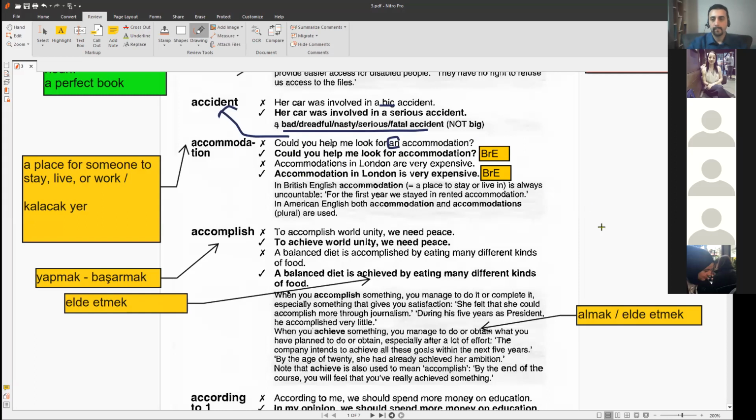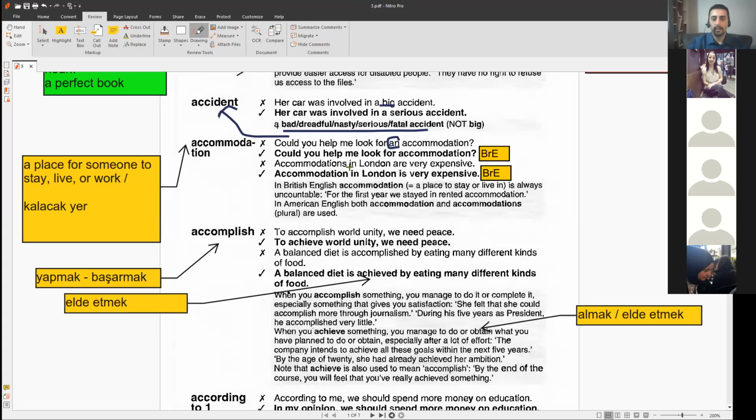May I? Yes, please. Recep. Could you help me look for accommodation? Read the number 3 and 4. Accommodations in London are very expensive. Accommodation in London is very expensive.